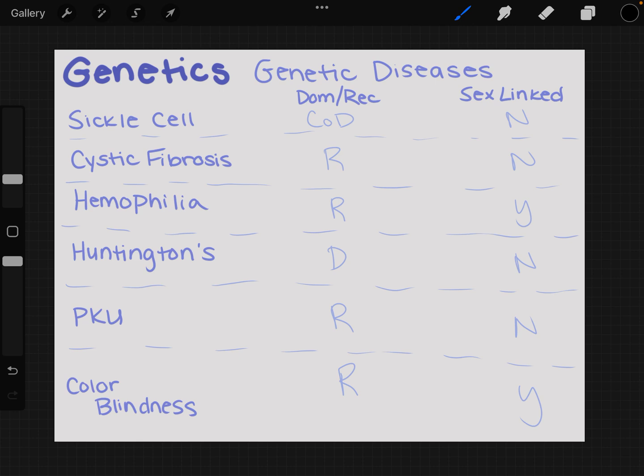Sickle cell is going to be codominant. So you can have partially sickle cell blood or fully sickle cell blood. It's not sex-linked. Cystic fibrosis is going to be recessive and not sex-linked. Hemophilia is recessive and it is sex-linked. Huntington's disease is going to be dominant, which again, is one example of where dominant is not the common trait. The recessive is the common trait because most people don't have Huntington's disease, but it's also not sex-linked. PKU is recessive, not sex-linked. And color blindness is recessive and it is sex-linked. It is much more common for males to be red-green colorblind.